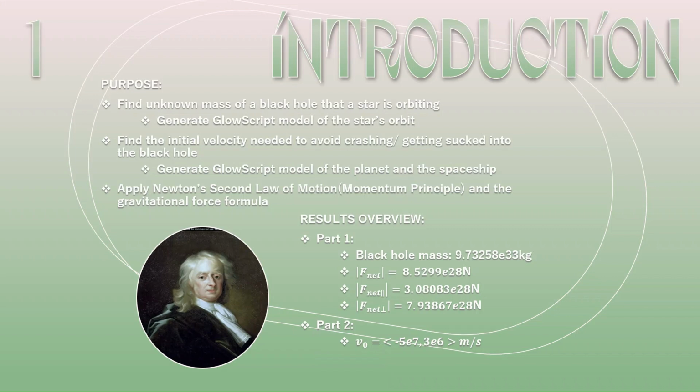To briefly summarize the results, in part 1 we found the mass of the black hole to be 9.7 times 10^33 kilograms, the magnitude of the net force to be 8.5 times 10^28 newtons, the magnitude of the net force parallel to momentum to be 3.1 times 10^28 newtons, and the perpendicular component of net force to be 7.9 times 10^28 newtons. In part 2, we found that the ship would need an initial velocity of -5 times 10^7 meters per second in the x direction, and an initial velocity of 3 times 10^6 meters per second in the y direction.